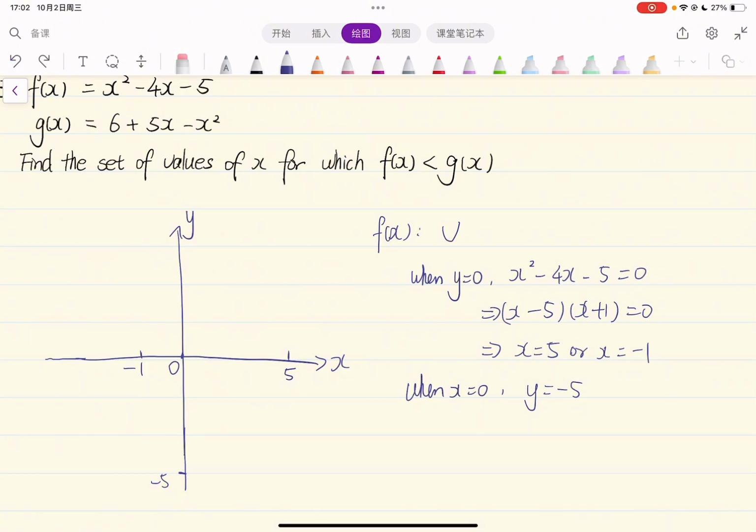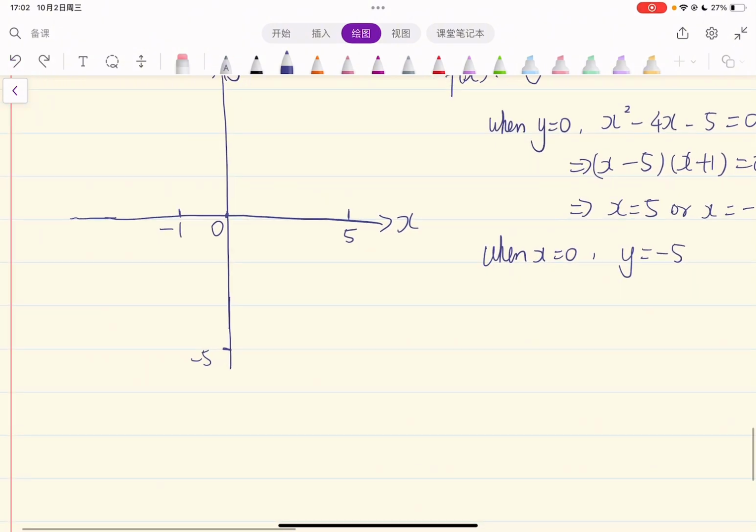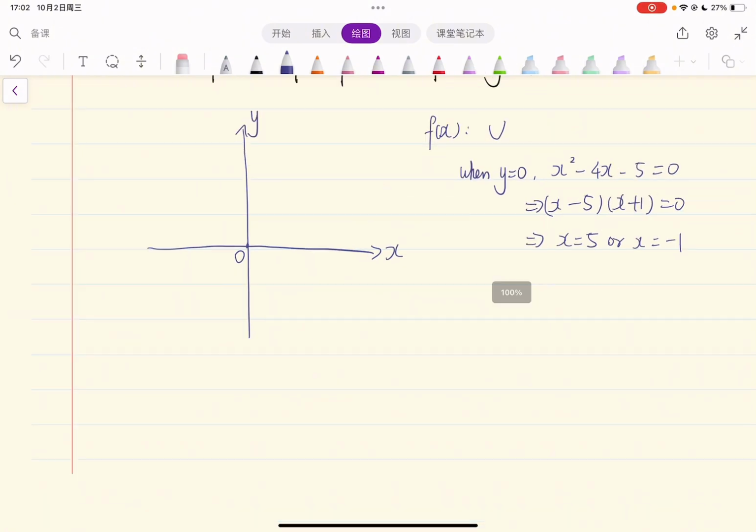sorry, terrible drawing. Oh my god, please be smooth. I hate my drawing. Please, smooth. Yeah, kind of smooth.